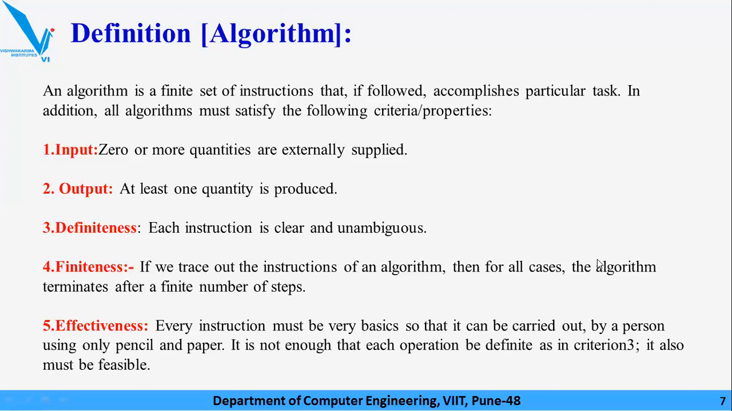The fourth is finiteness. If we trace the instructions of the algorithm, then for all cases the algorithm terminates after a finite number of steps. This is a very important condition for an algorithm: all instructions must be finite, so that after a particular number of instructions you get your output. It should not be the case that you are infinitely doing the same thing, or infinitely doing other things, and still not getting the output. It is mandatory that after a finite number of steps you get an output.